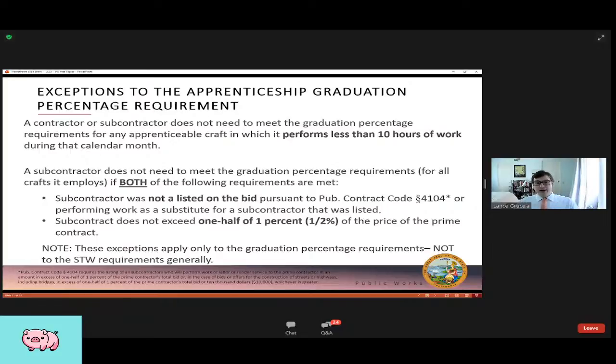Now, once it goes over that, that's not going to apply. So if you're going to be relying on that, you have to be pretty sure that you're not going to run afoul of that limit.